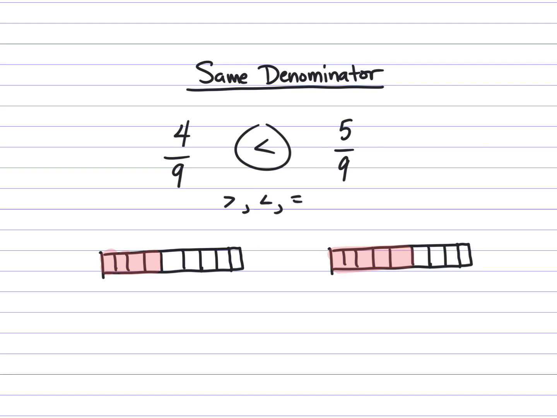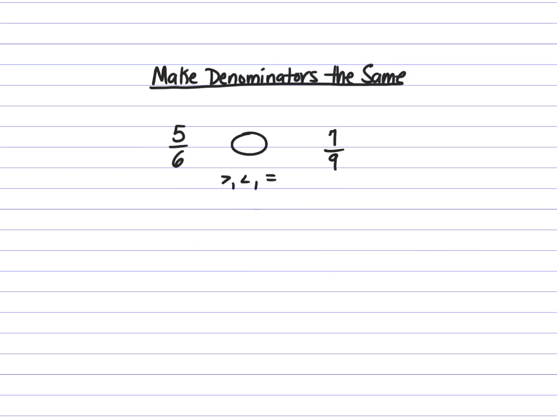All right, second method is making the denominators the same. So if you have two fractions with different denominators, then the goal is to find the least common multiple of the denominators.